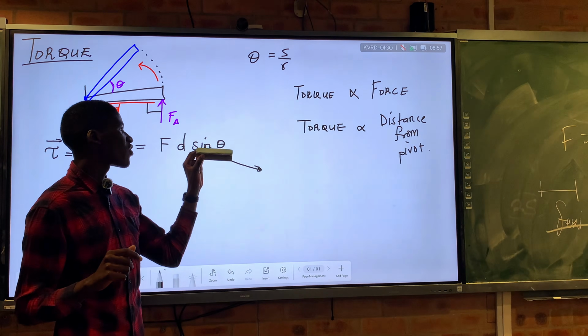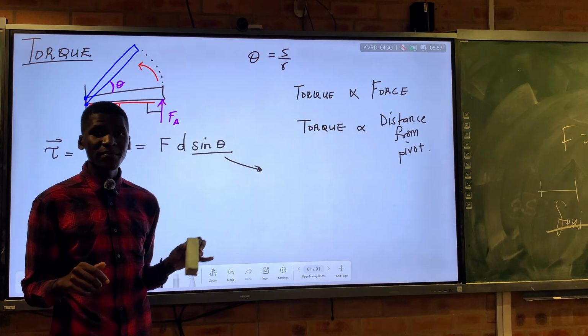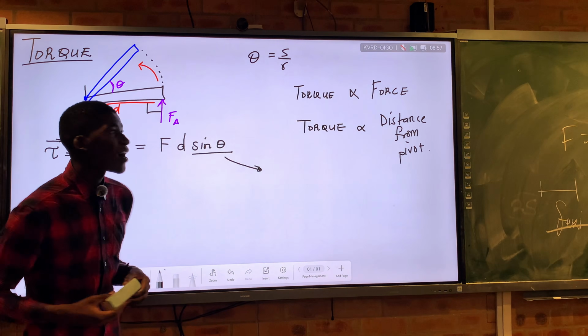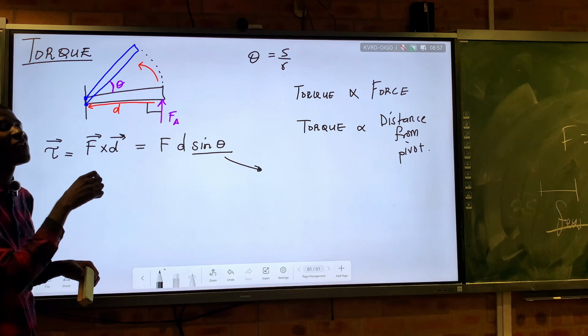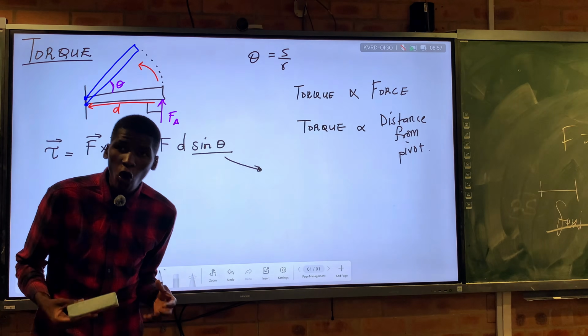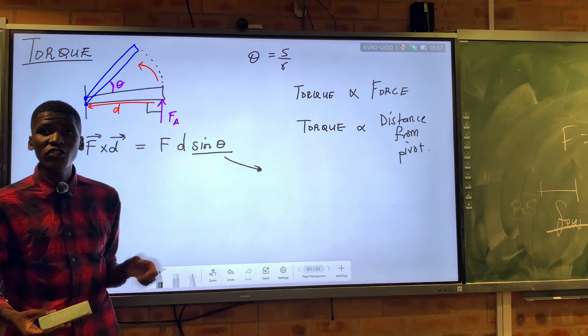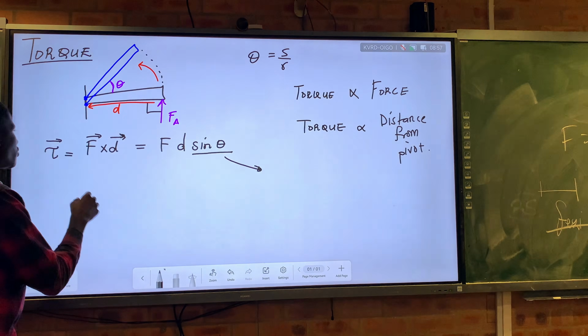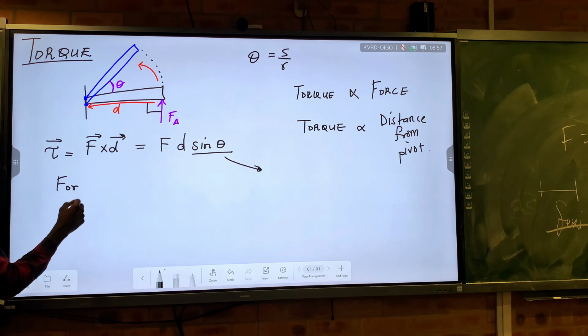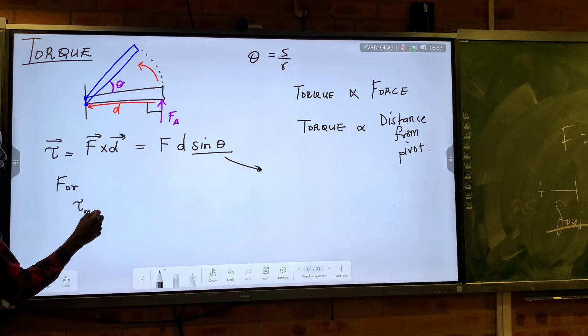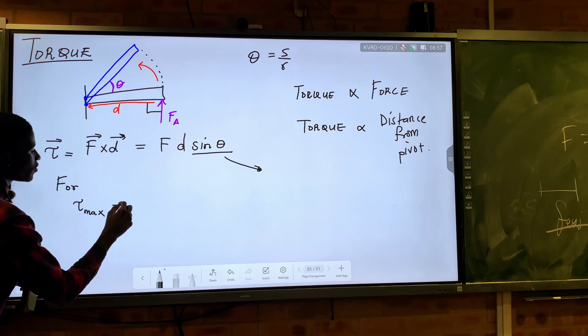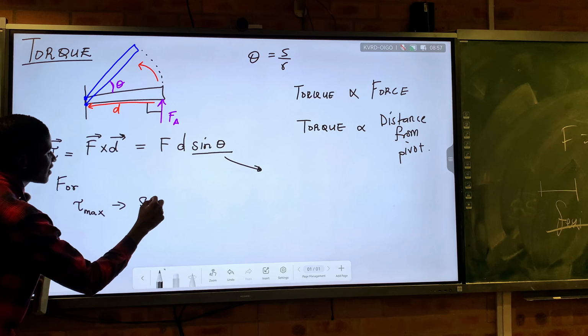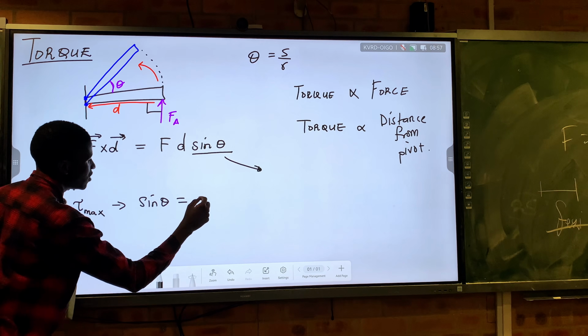Yes. So any trigonometric ratio has got a what? A maximum value of 1. So for you to produce more torque, this sine theta must be equal to 1. So I'm going to say that for maximum torque, sine theta must be equal to 1.